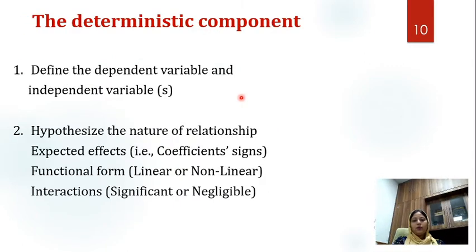The deterministic component. Define the dependent variable and independent variable or variables. Hypothesize the nature of relationship between the expected effects, the coefficient signs, that is synergism or antagonism, whether you expect positive relationship or negative relationship, the functional form, whether you are considering a linear or a non-linear model, interactions, whether they are significant or can be neglected, whether they are negligible or not.